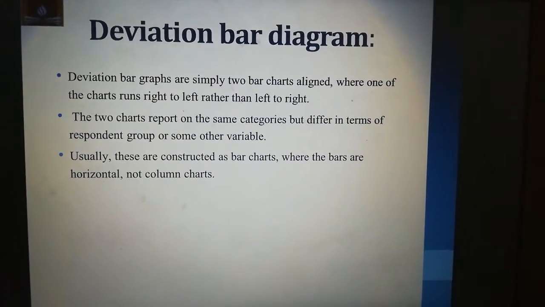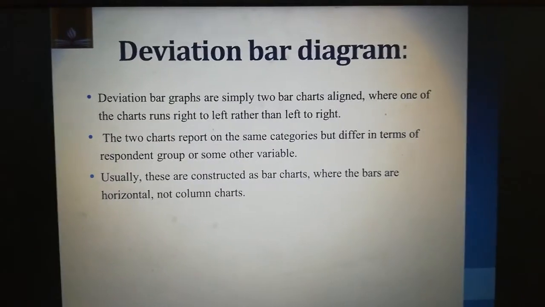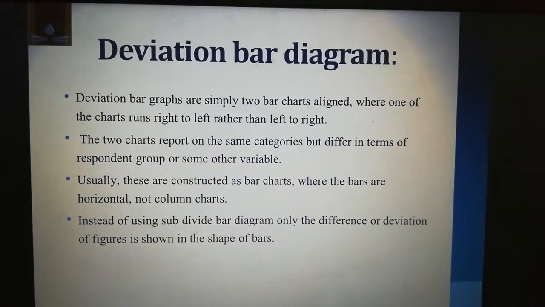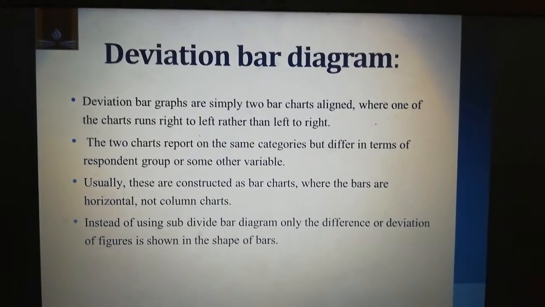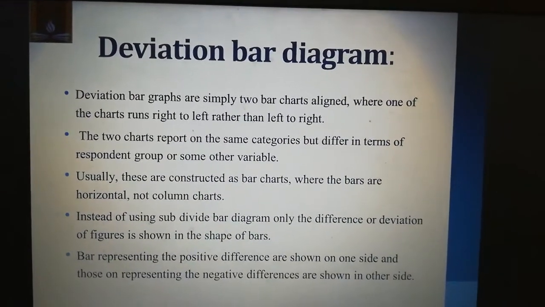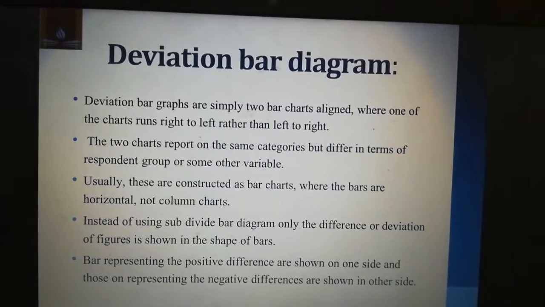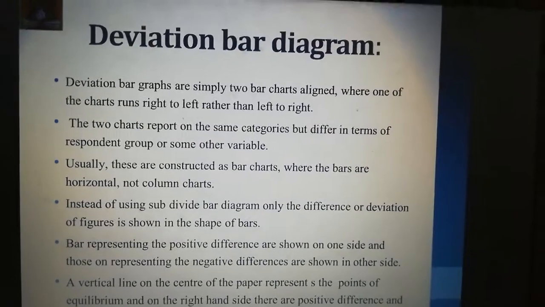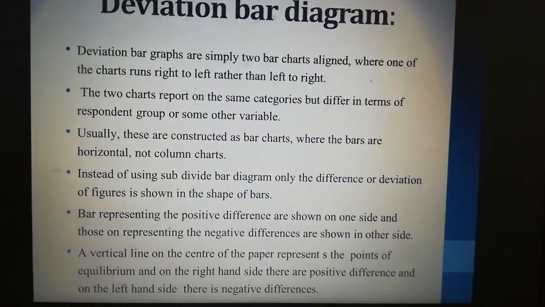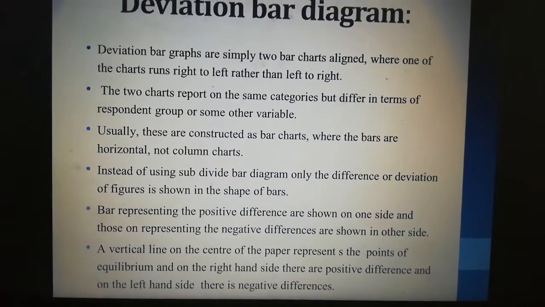Usually these are constructed as bar charts where the bars are horizontal. Then only we can show both positive and negative. Instead of using a subdivided bar diagram, only the differences or the divisions of the figure are shown in the shape of bars. They represent positive differences on the one side and the negatives on the other side. A vertical line in the center of the paper represents the point of equilibrium, and from there the bars move towards opposite directions.